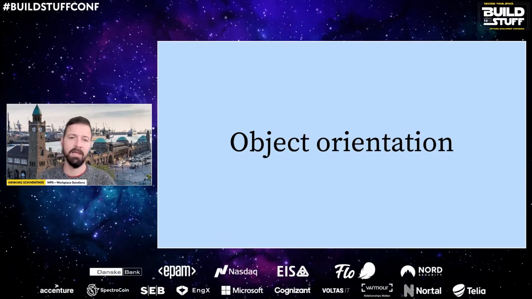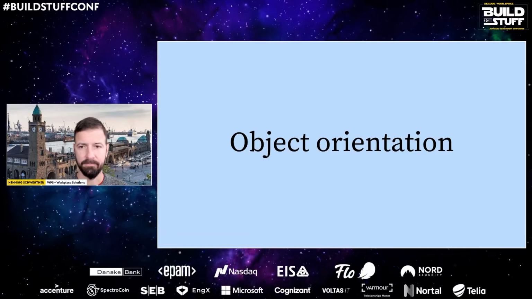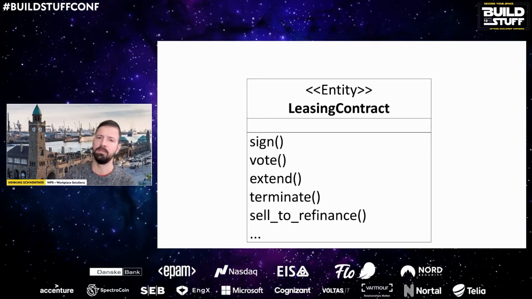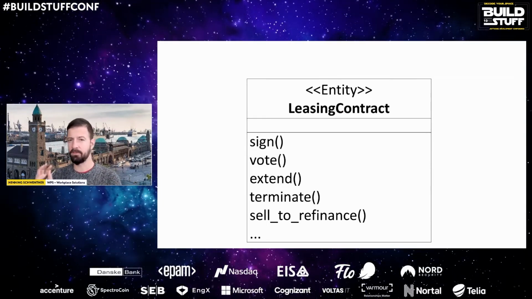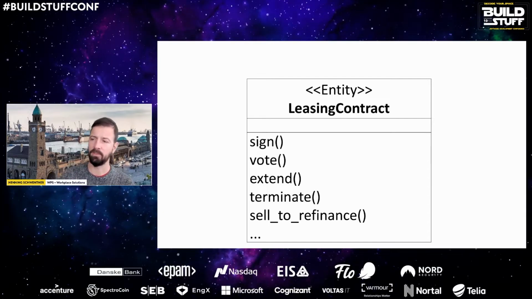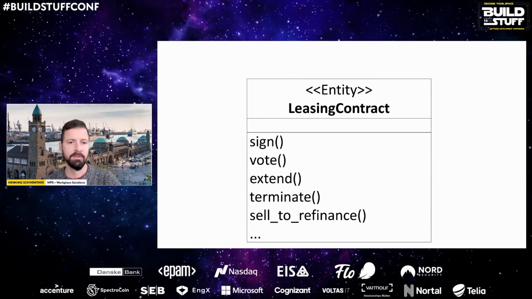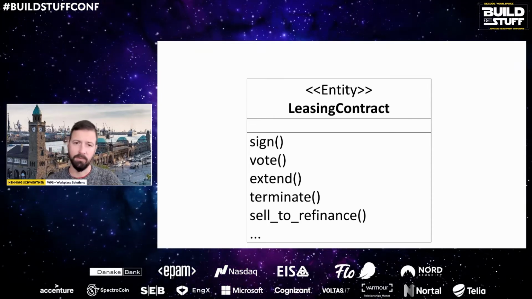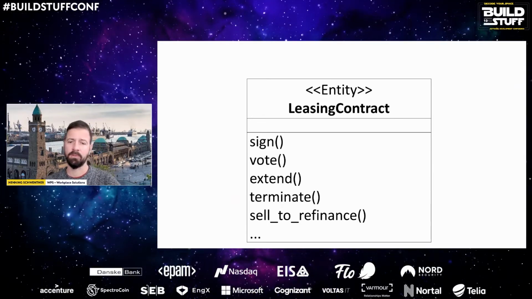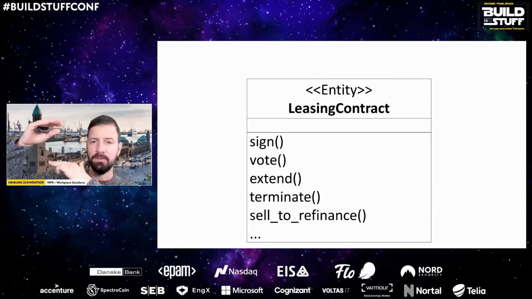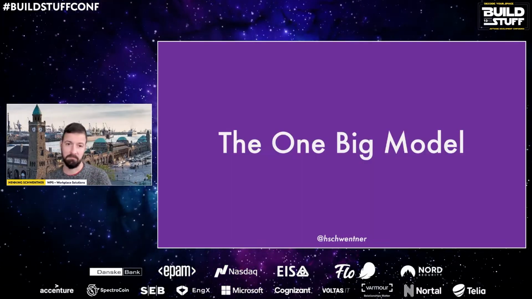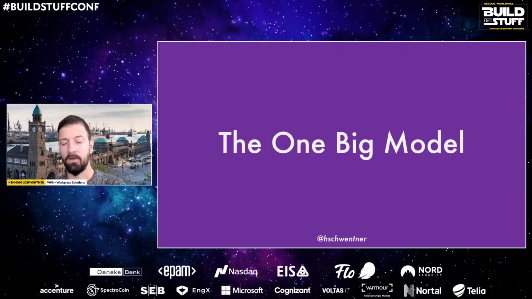This is a good idea, and it is not enough. That's important here. Because what happens is what we can see here. When we drill down deeper into the leasing domain, then we will find that not only is the contract signed and voted, many other things happen to it as well. It will be extended, it will be terminated, it will be sold to a refinancer, and so on. And what you can see here is it grows and grows and grows, this class. It becomes the one big model. That's what we hope for, at least.